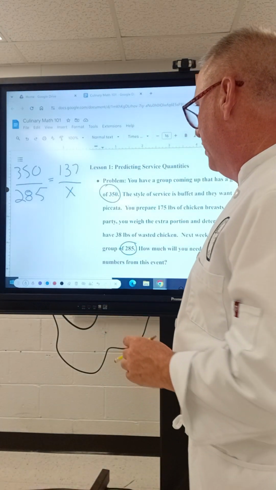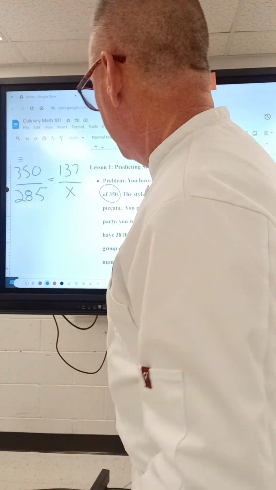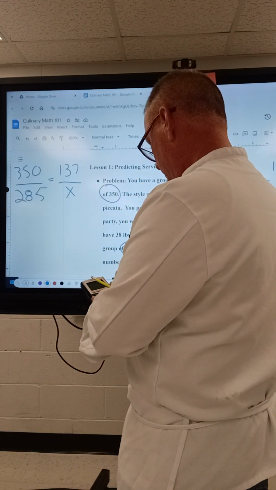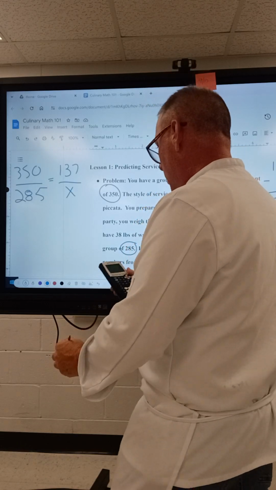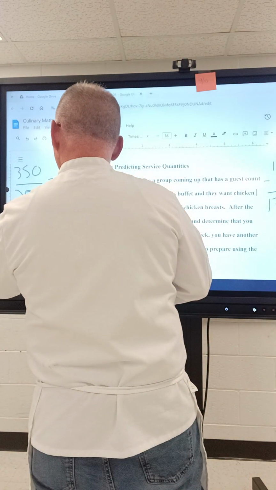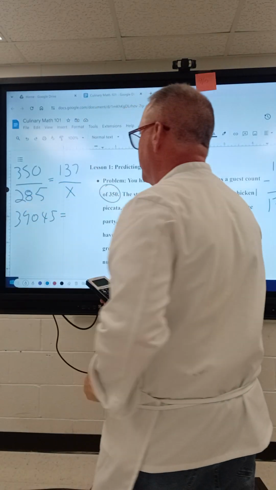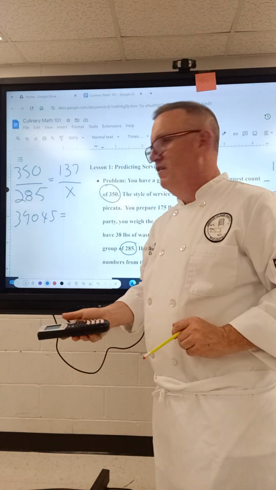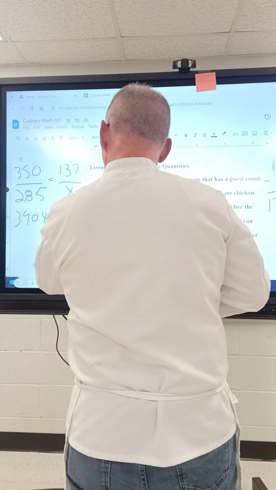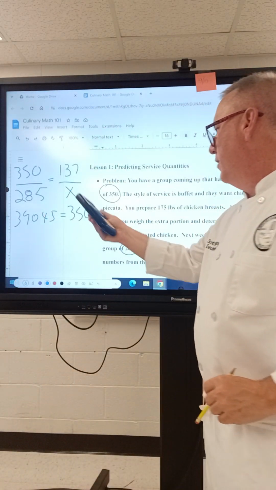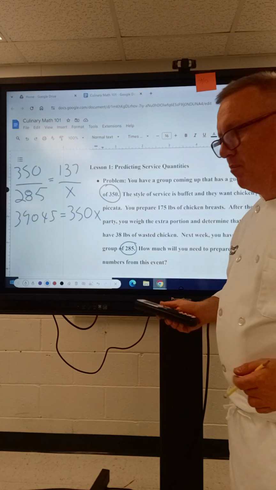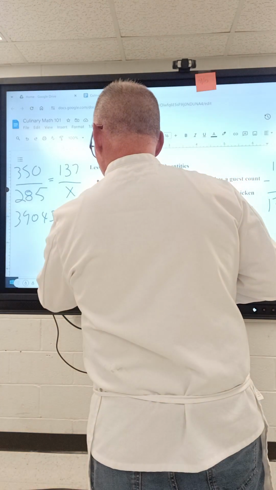Okay, let's take a look here. If I take 285 and I multiply it times 137, I get 39,045. Of course, when I take and multiply anything times x, I have a coefficient of 350. Multiply that times x, I get 350x. All right? So the last step is I'm solving for x. I want to know how much I need to prepare for this party. So I'm going to divide both sides by 350.